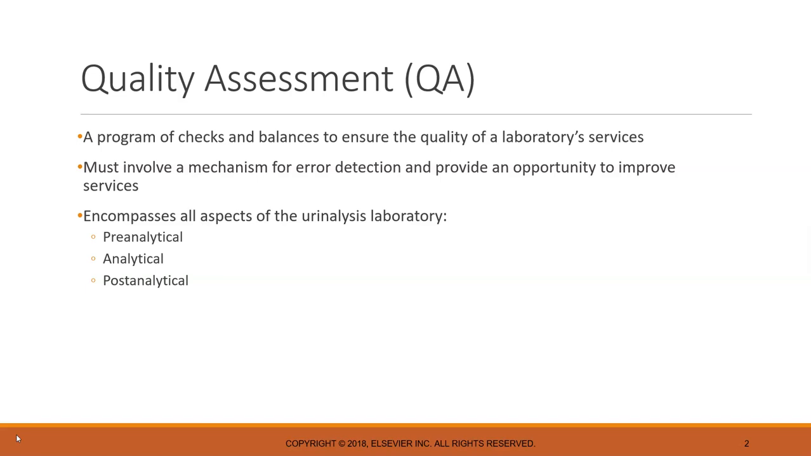So in the real world, errors do happen. What needs to be done is we need to identify the cause of the error, create a solution, implement the solution by retraining individuals, and then make sure that the solution has worked because we shouldn't have that problem again. It's an ongoing process all the time in the clinical laboratory, and QA encompasses all aspects not just of the urinalysis laboratory, but every area in the laboratory.